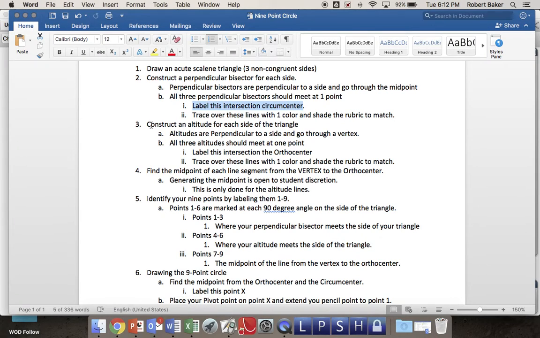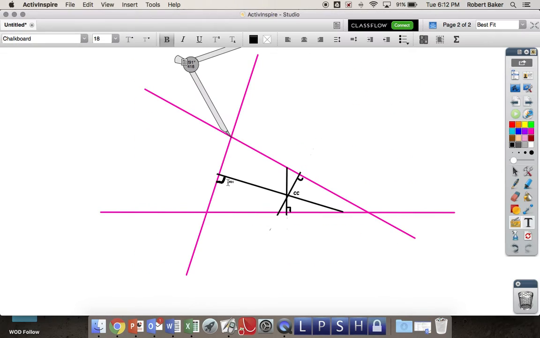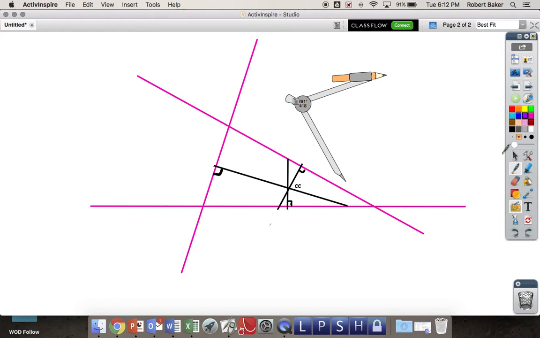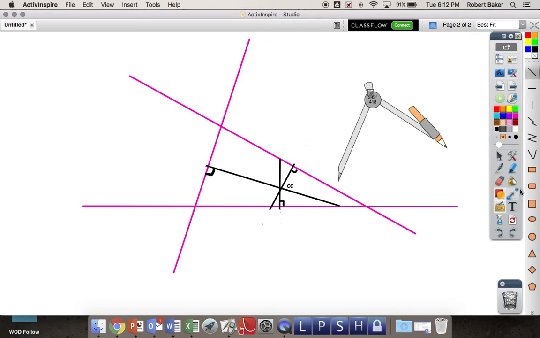The next step, it says construct an altitude for each side of the triangle. It said altitudes are perpendicular to a side and go through a vertex. So let's change some marks here. I'm going to have my compass over here. I'm going to do my constructions in purple ink. That way we can see where they are. And I'm going to construct my altitudes in, let's go with blue right now.